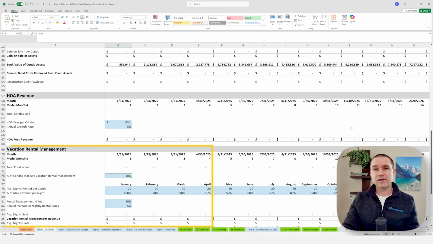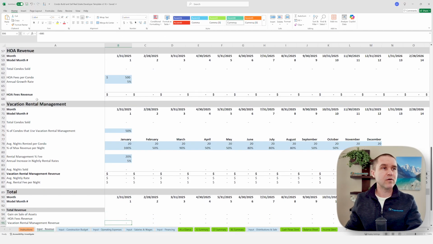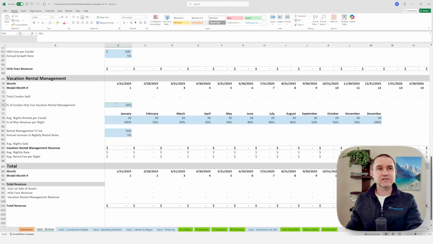And then let's say you also have the vacation rental management, right? So you can set an assumption of what percentage of the condos are actually going to use the vacation rental management. So let's say only 50% of them are going to utilize you to rent those out. And then you can set the average number of nights rented per condo. You have the ability to make this seasonal. So if the condos are in a very seasonal location, then you can set the number of nights rented to follow that seasonal pattern, okay?